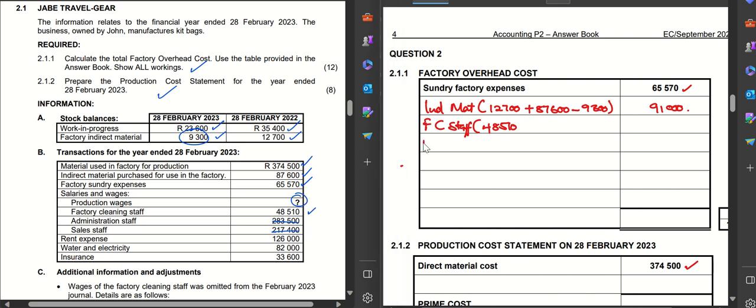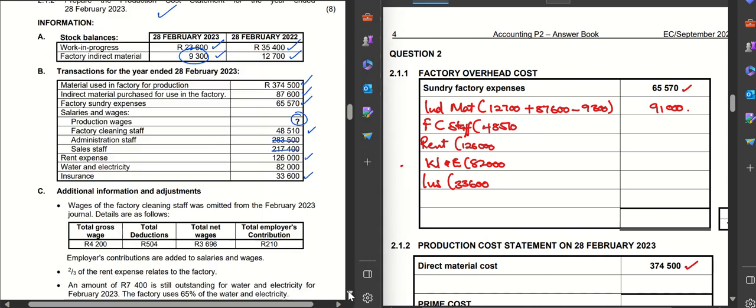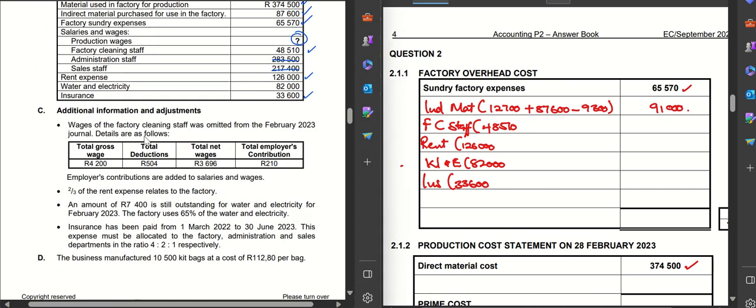Then we have rent expense. So I'm going to come here and then I'm going to say my rent expense, that is 126,000. That is my rent expense over there. Then I also have my water and electricity. I open my bracket. My water and electricity is 82,000. Then I also have my insurance. And then my insurance, I open bracket. That is 33,600.